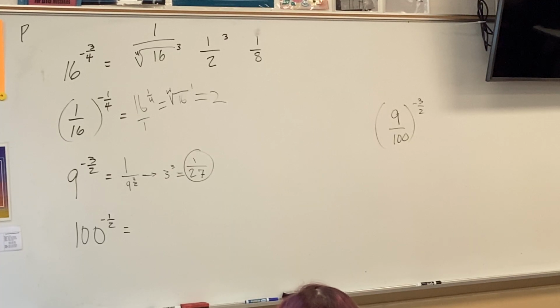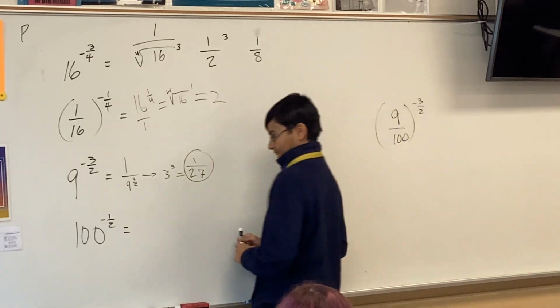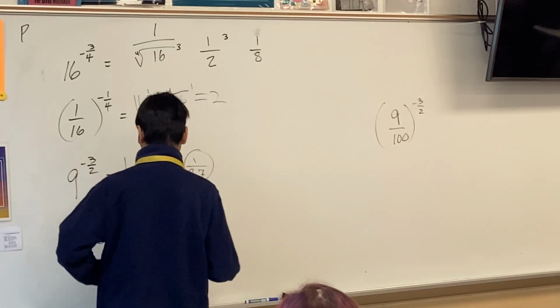Can I do J, please? I'm proud of the answer I got. What answer did you get? 1,000 over 27? You are right. Go ahead, put it up.